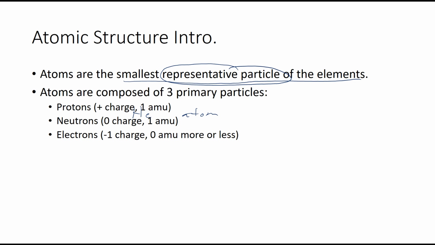The three primary particles that we're going to focus on in our atoms are protons, neutrons, and electrons. Again, I hope you've at least heard these terms and have some understanding. Protons have a positive charge and a mass of about 1 AMU. Neutrons have 0 charge and about the same mass as the proton. And electrons have a negative 1 charge. They do have some mass, but it's so insignificant that with most of our calculations, they're not really going to be important in terms of mass. But that charge is important. So, our protons.